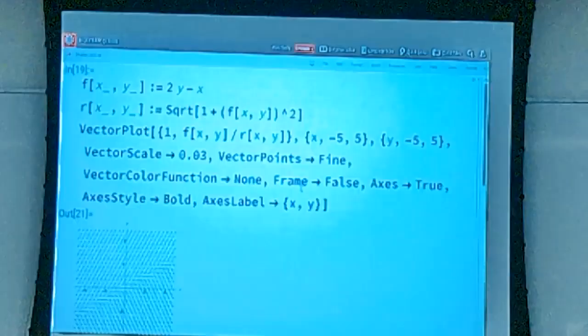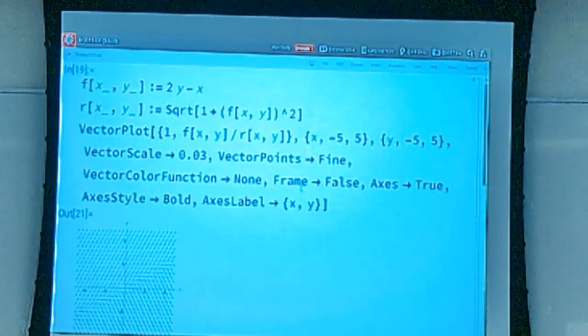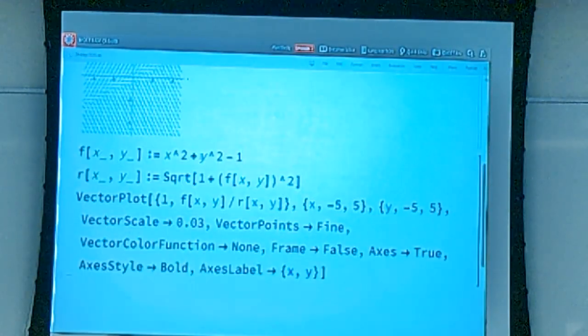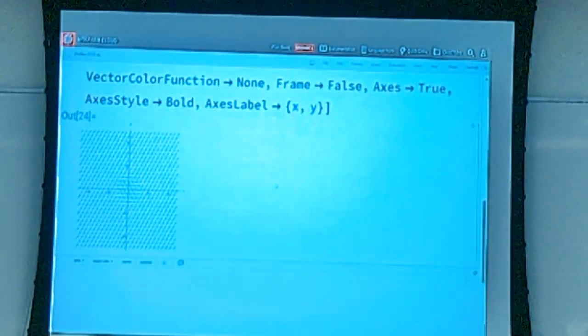Copy and paste. And if I wasn't going to upload this document, I'd just change my f of x, y, and then re-execute it. It's now x squared plus y squared minus whatever it was, right? That's all I have to change. I'm not really going to change any of the settings. And then just shift enter, and there's the direction field.